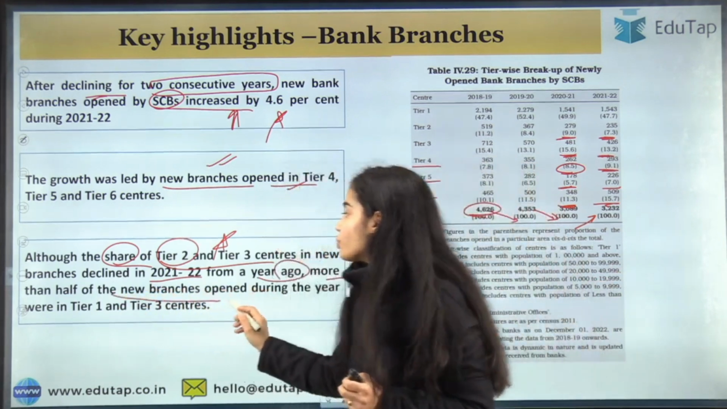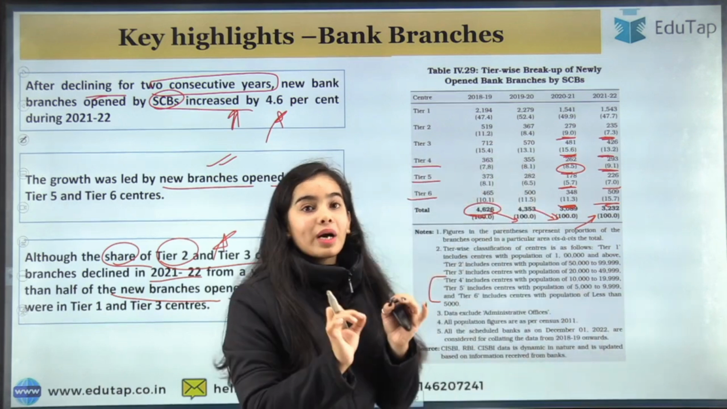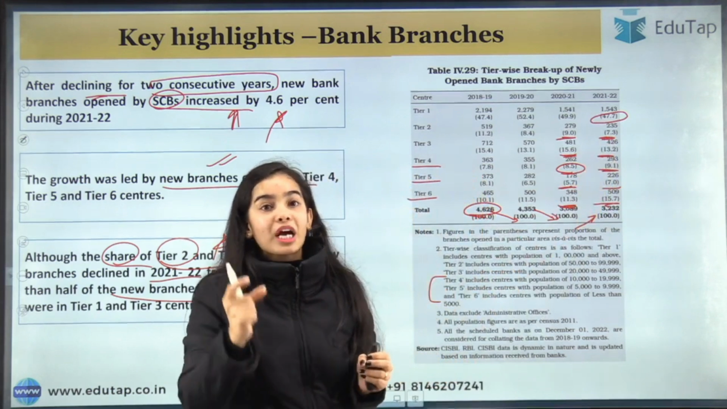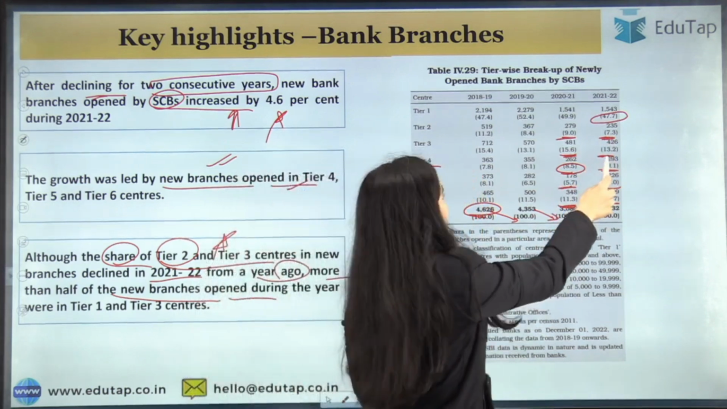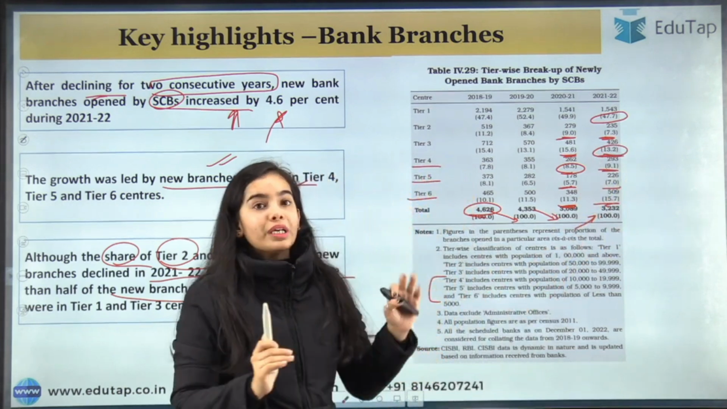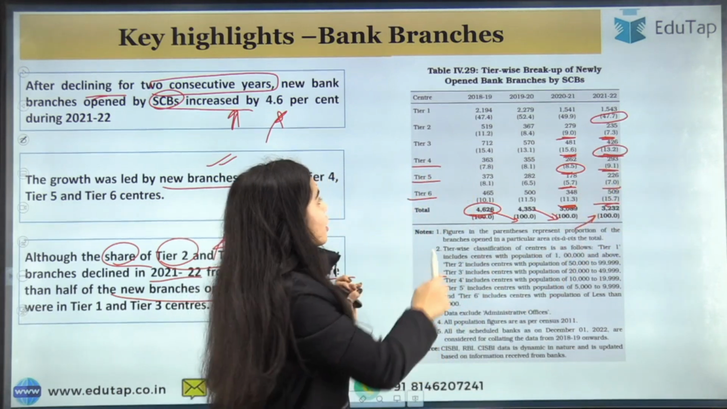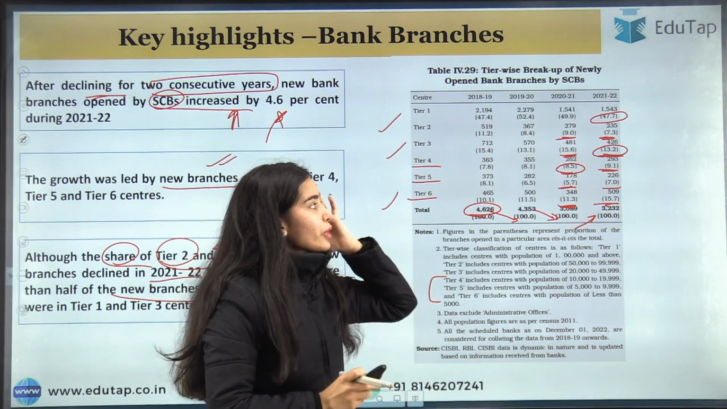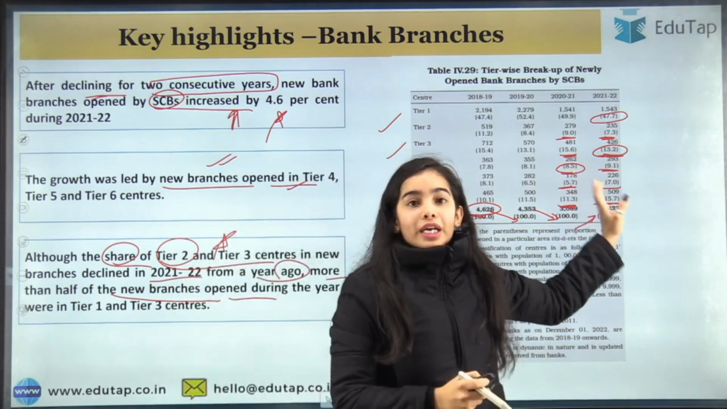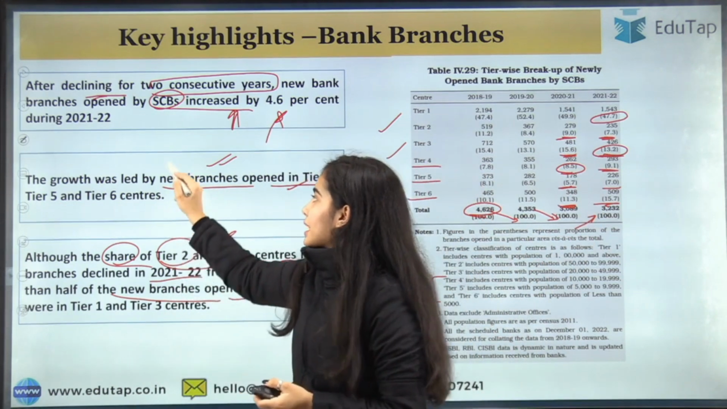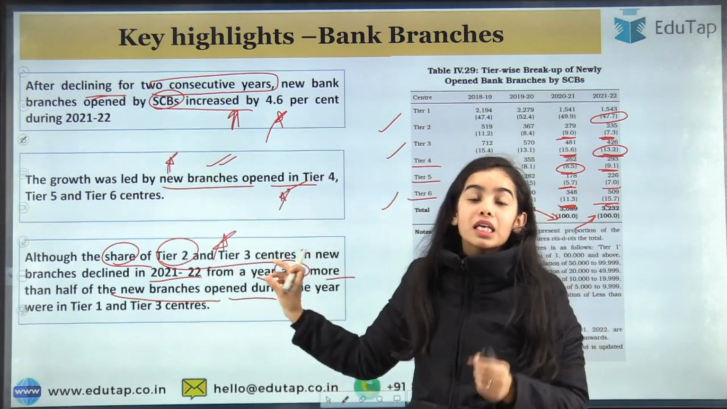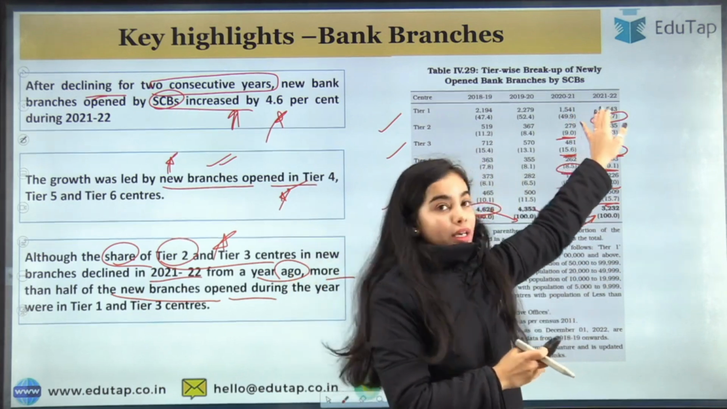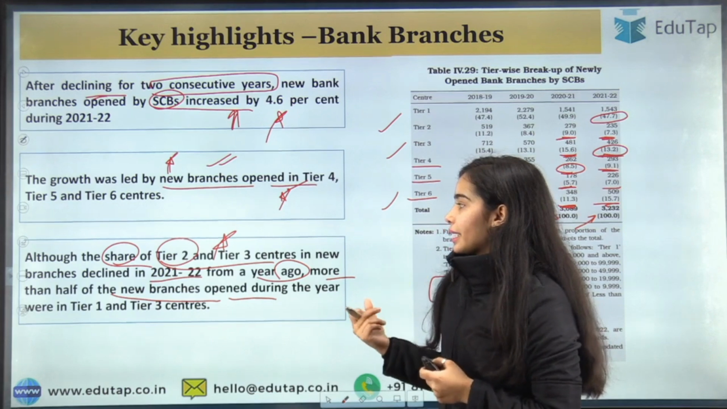More than half of the new branches opened during the year were in tier 1 and tier 3 cities. You can see that 47.7% of the branches were opened in tier 1, and 13.2% of the branches were opened in tier 3. So the highest number of the branches were opened in tier 1, tier 6 and tier 3. Okay. So this is the data point that you can easily remember. The most important thing is that the growth was led by new branches opened in tier 4, 5, 6, and nearly half of the new bank branches were opened in tier 1. So this is what you need to understand and remember.